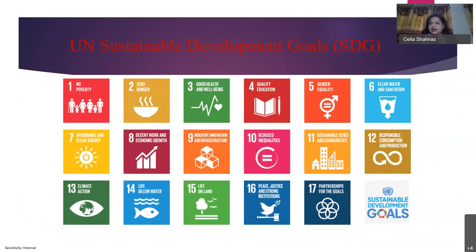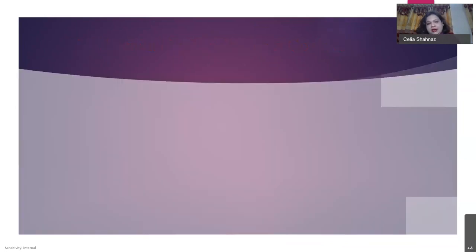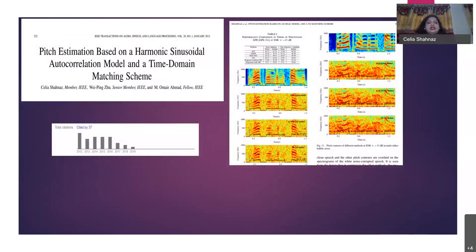Whenever I start any research along with my research group, I always think about connecting it to one of the sustainable development goals provided by the UN. You know this. One of the works I want to state is published in IEEE Transactions on Audio, Speech and Language Processing, and that is fundamental frequency estimation. That is with my supervisor, who is a fellow of IEEE at a Canadian university. Since 2012, it has been cited by 37 researchers. The problem is that if we want to find this fundamental frequency from a studio quality environment, it's not a big deal.